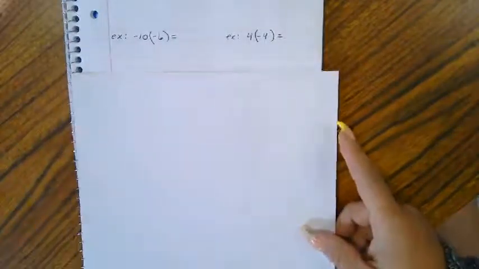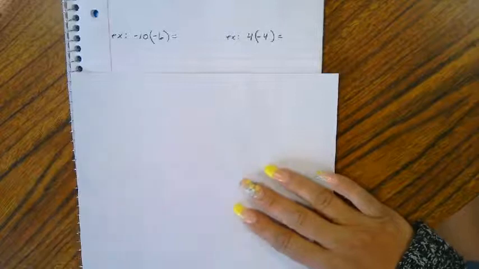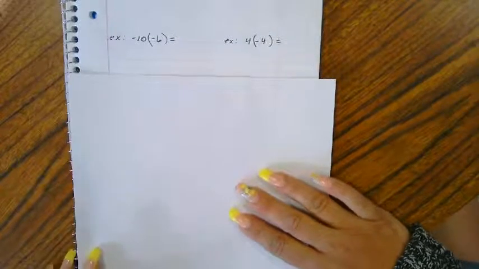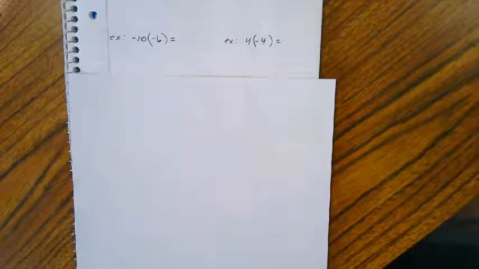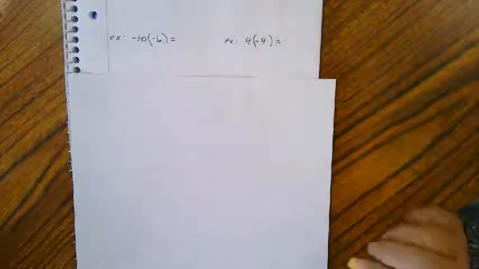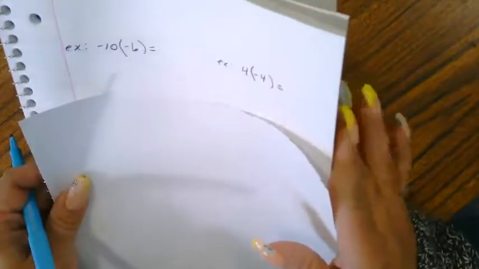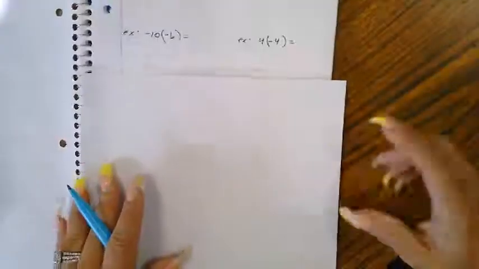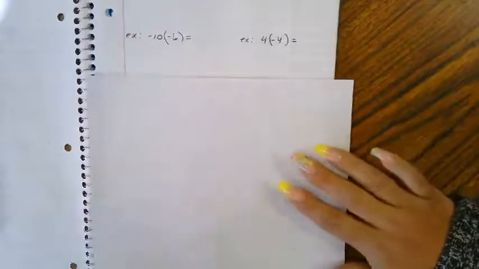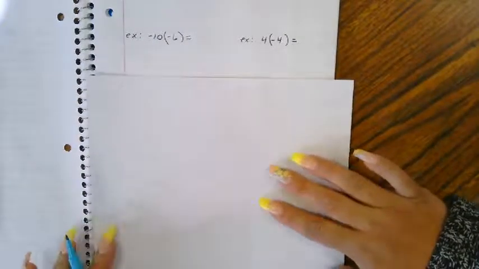Alright, let's just look at it one at a time, but since this is on the side, obviously we're going to see both. Let's look at the next example. Actually, let me get this page ready so that I can flip it over and we can look at our rules together. Okay, so we have a negative 10 times a negative 6, okay?